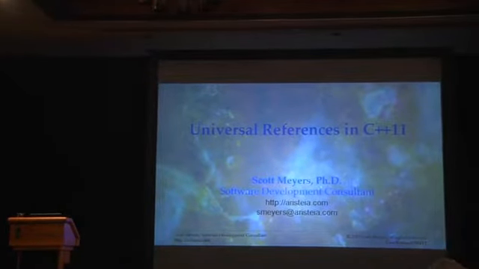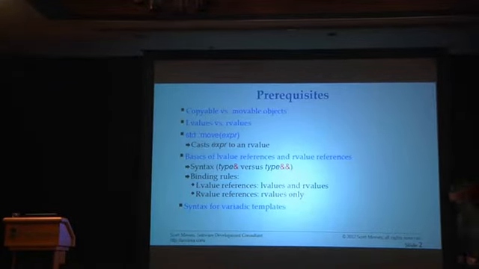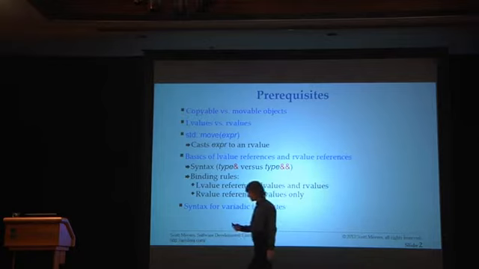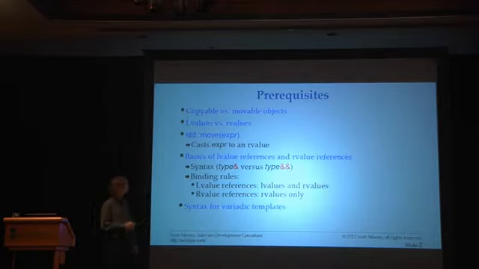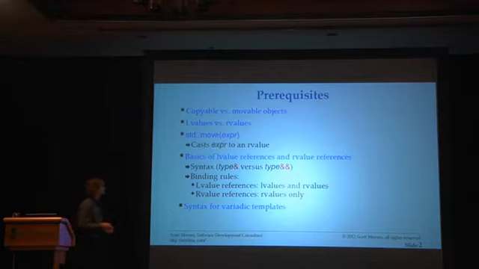I want to talk about universal references in C++11. There's going to be some things I'm going to be assuming that you already know, so I hope everything on this slide is familiar to you. Some objects are copyable, some objects are movable, some objects are both of those things. Expressions can be either L values or R values. It is important to know that the function move simply returns that thing as an R value. The only thing move does is cast its argument to an R value. And I'll be using that fact a fair number of times.